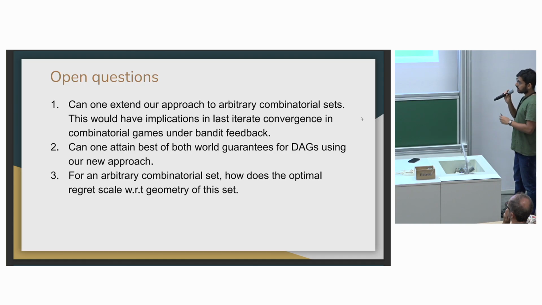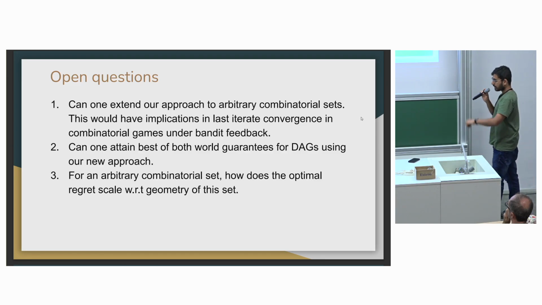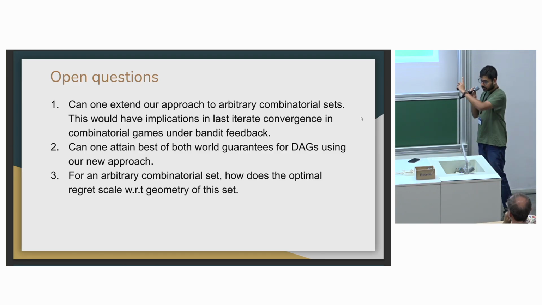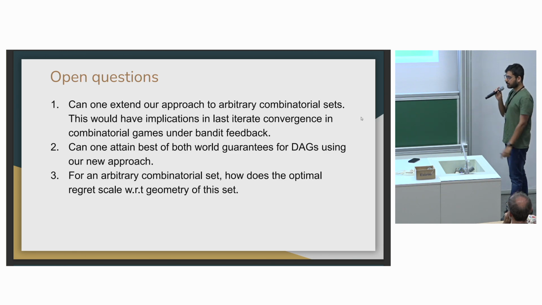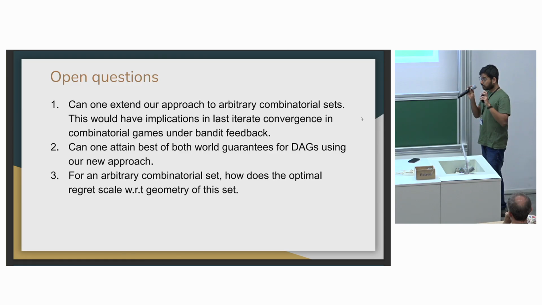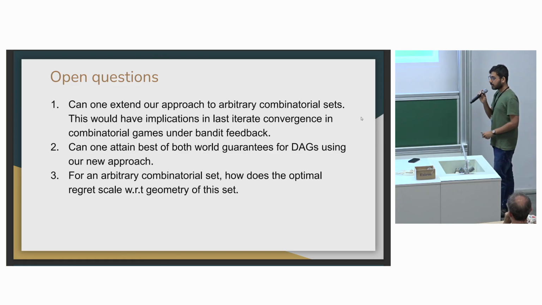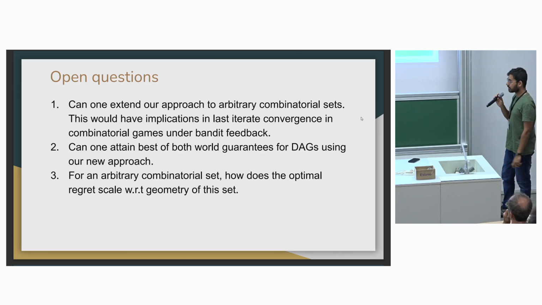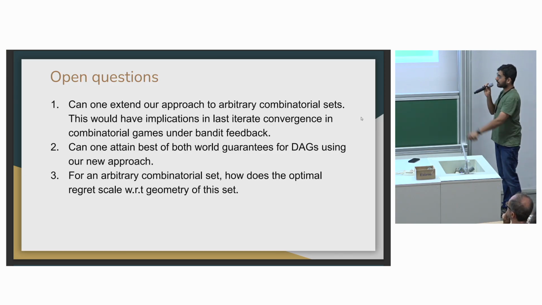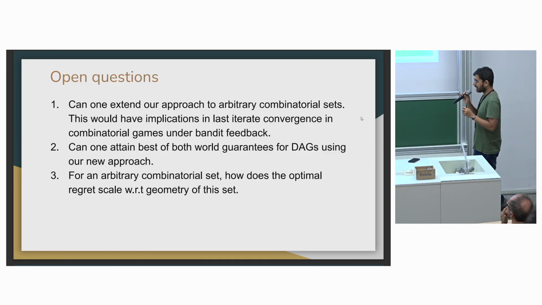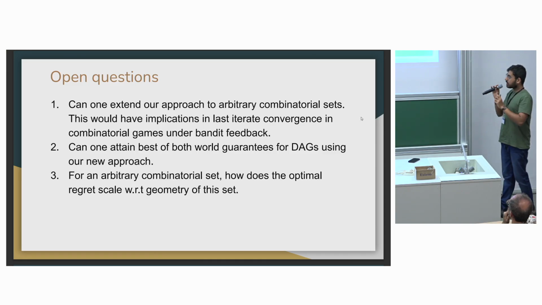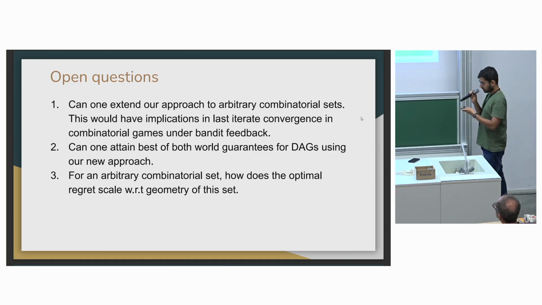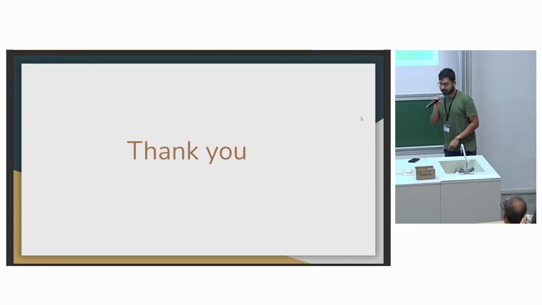And something that I kind of skipped, but while we came up with this particular approach for a few specific sets, we could actually improve the known regret bounds, like the bounds that were even achieved by exponential weights. So that also raises a question: if you give me a specific combinatorial set X, how does the optimal regret scale with respect to the geometry of this set? So thank you, and open to more questions.